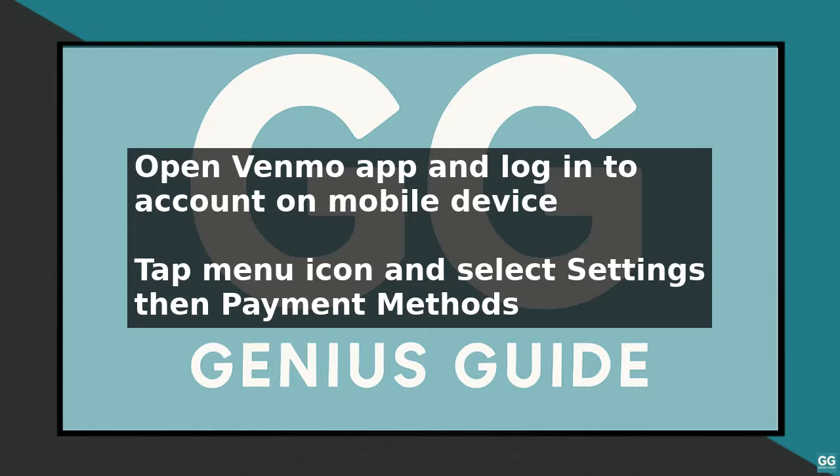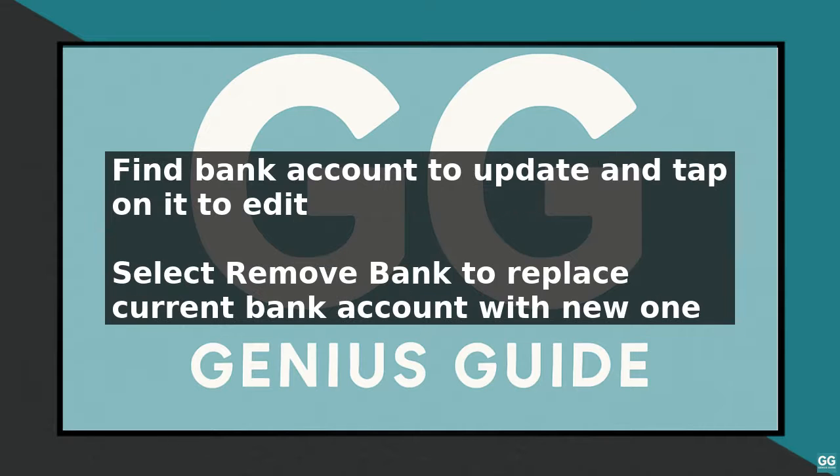This will take you to a page where you can view and manage all of your connected payment methods, including your bank account. To change your bank link, find the bank account you want to update and tap on it. You will then be given the option to remove bank or edit bank. If you want to replace your current bank account with a new one, select Remove Bank. Confirm that you want to remove the bank account by tapping Remove.